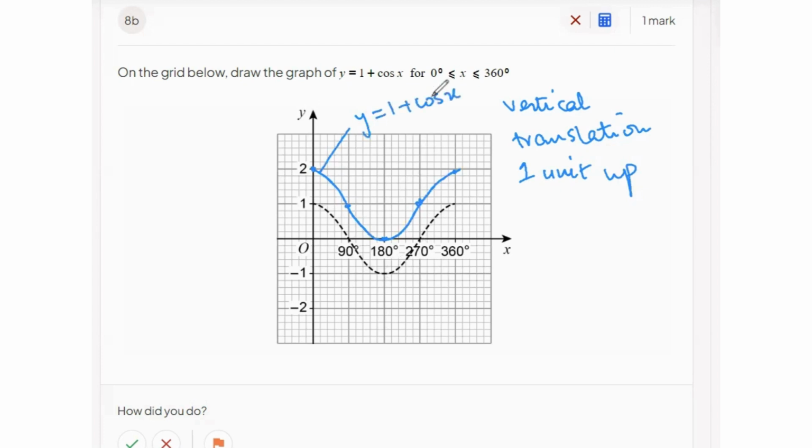As we said earlier, nothing is going to happen to the x value. That's going to be exactly the same. What's going to change is your y value.